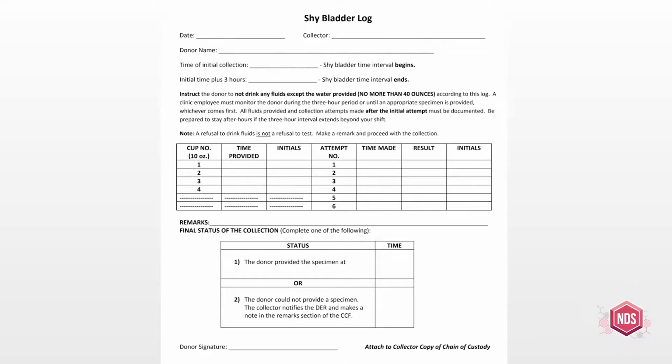And I know Tom is going to have some questions about the shy bladder process, but let me go ahead and start it off. So shy bladder refers to the donor not providing enough urine or not providing any urine. And it's a process, and we document that process with a form called the shy bladder log, and I'm going to get into that in just a second.